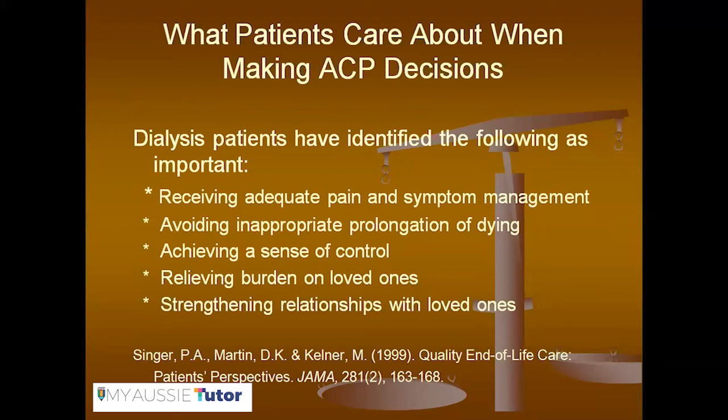What do patients care about when making these ACP decisions? We are taking the example of a dialysis patient. If they want to make decisions about their advance care planning, the important thing they need to look at is being able to have adequate symptom management and avoiding inappropriate prolongation of dying. That is, their death should not be inappropriately prolonged, and the pain should not be prolonged. We want to avoid that, and being able to achieve a sense of control over their own life, being able to make decisions regarding their own life and healthcare, autonomy, relieving the burden on their family, and strengthening the relationship with their family, loved ones, carers, and friends who are worried about them.